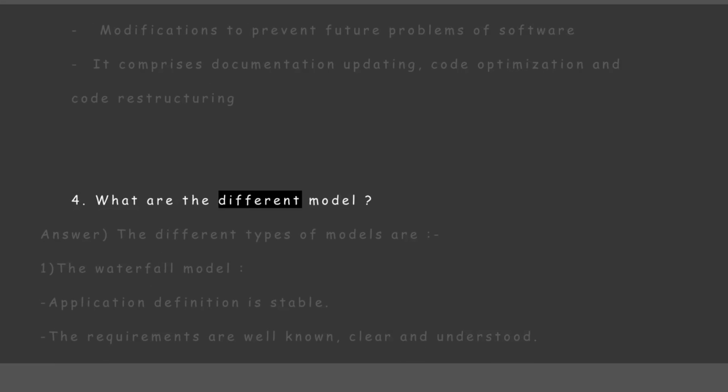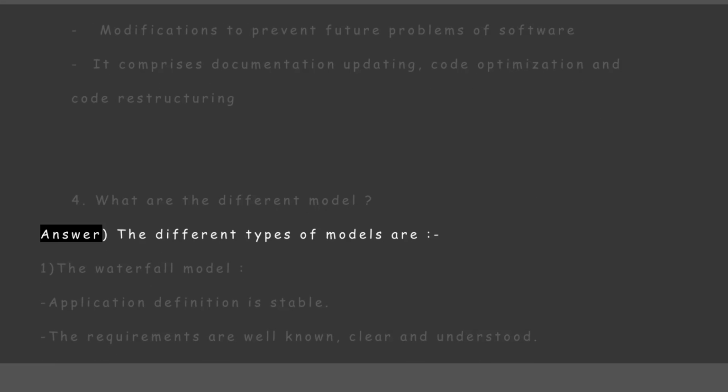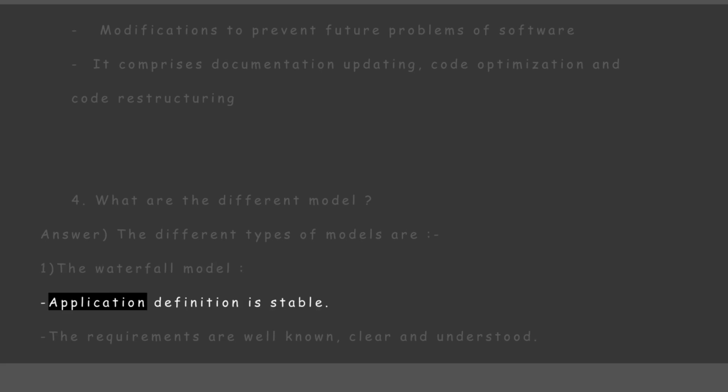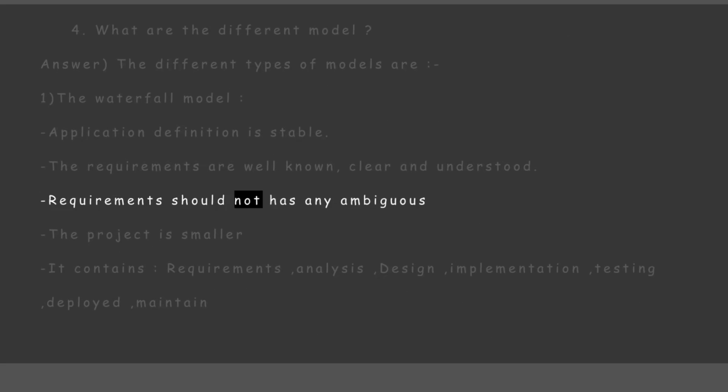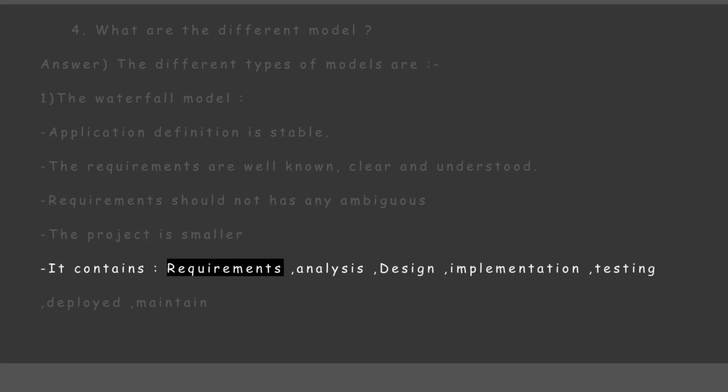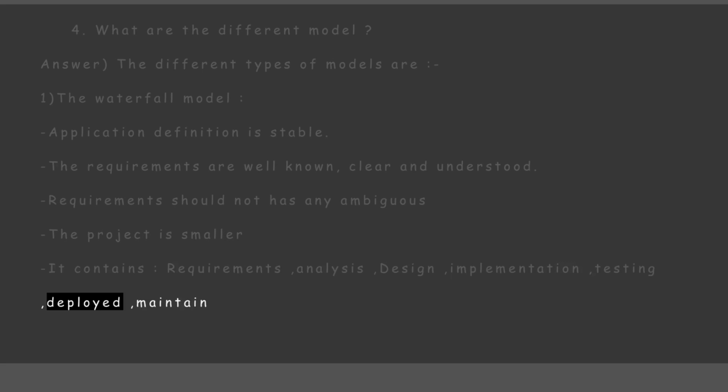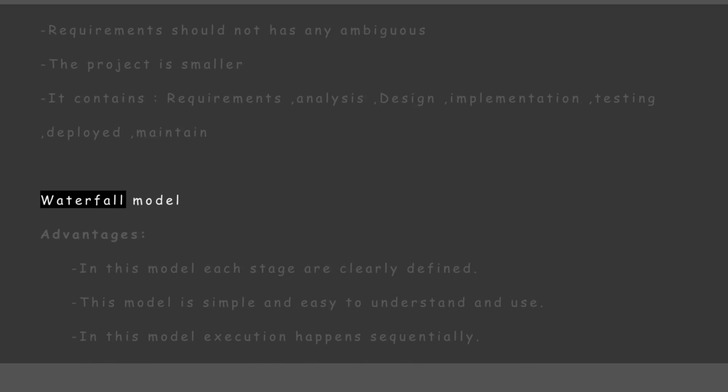4. What are the different models? Answer: the different types of models are: 1. The waterfall model. Application definition is stable. The requirements are well known, clear and understood. Requirements should not have any ambiguity. The project is smaller. It contains requirements, analysis, design, implementation, testing, deployment, maintenance. Waterfall model.